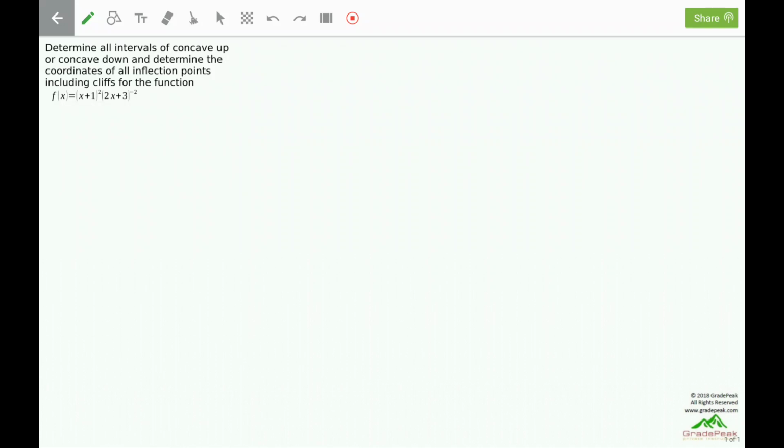Determine all intervals of concave up or concave down and determine the coordinates of all inflection points, including cusps, for the function f of x equals (x plus 1) squared times (2x plus 3) to the negative 2. The first thing to do is find the domain.